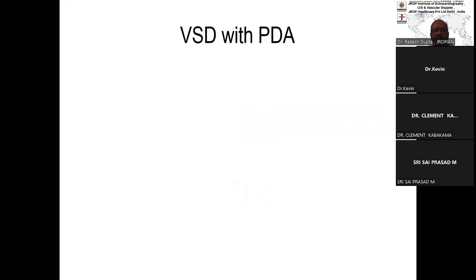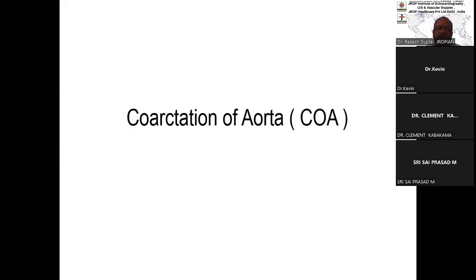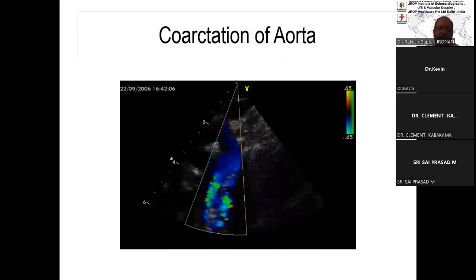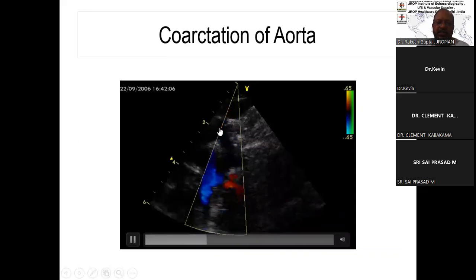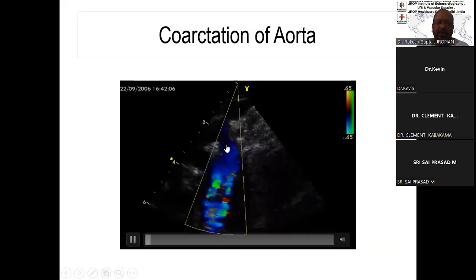We can have a VSD with PDA; many combinations of VSD with PDA could be present. At this point, I would like to stop for a minute. And before that, this is what coarctation of aorta is: ascending aorta, arch of aorta, descending aorta, and here is the coarctation, post-ductal coarctation in this subset of population.